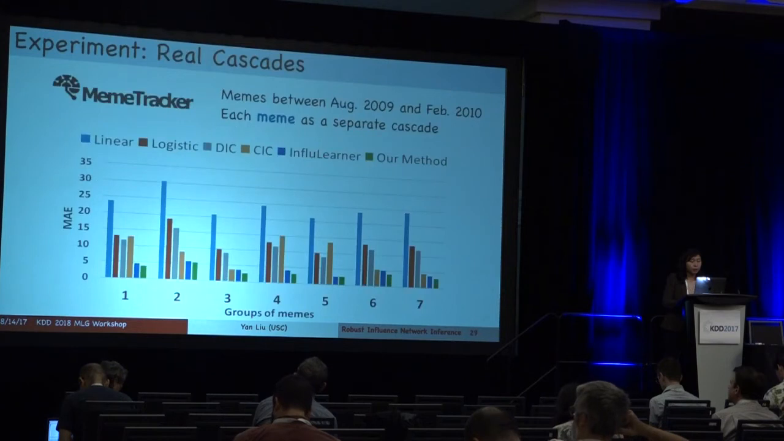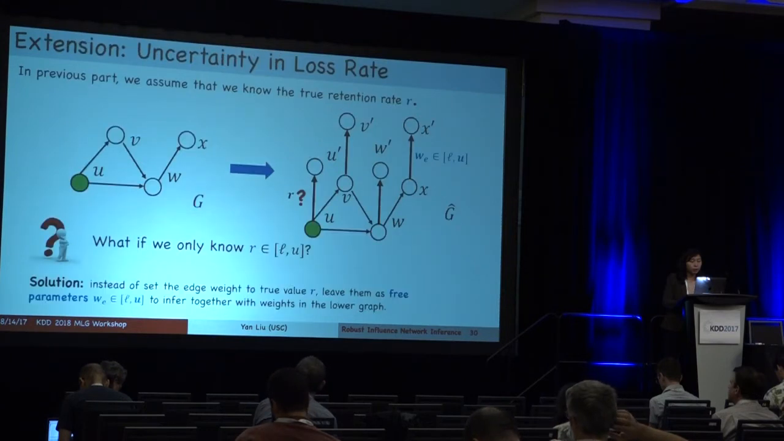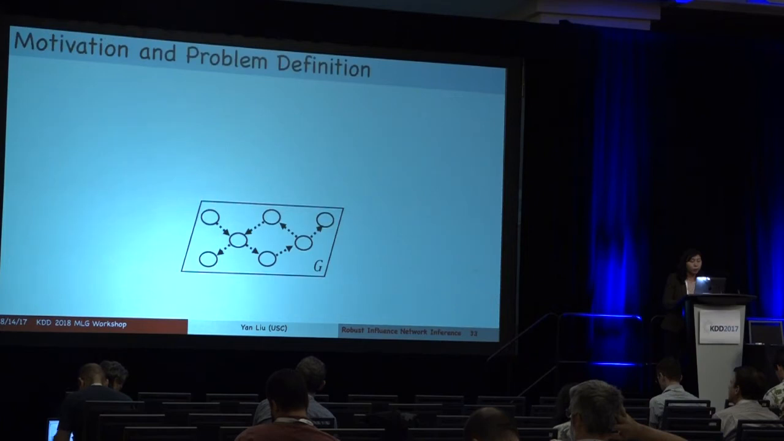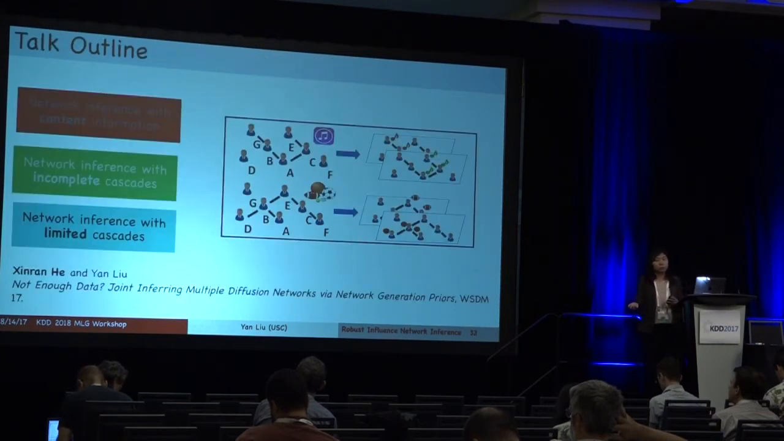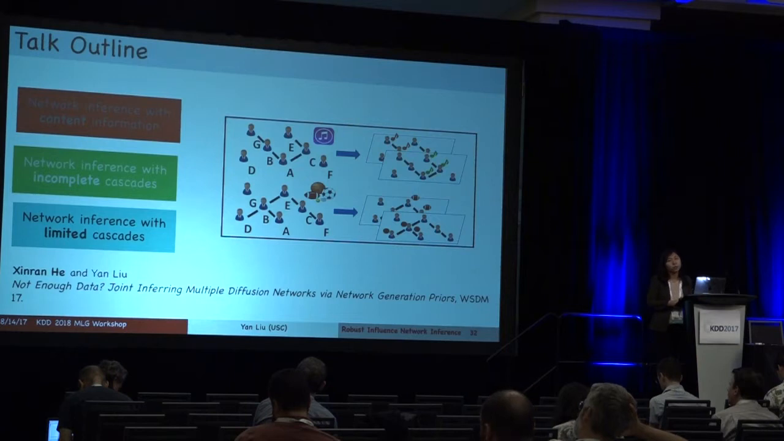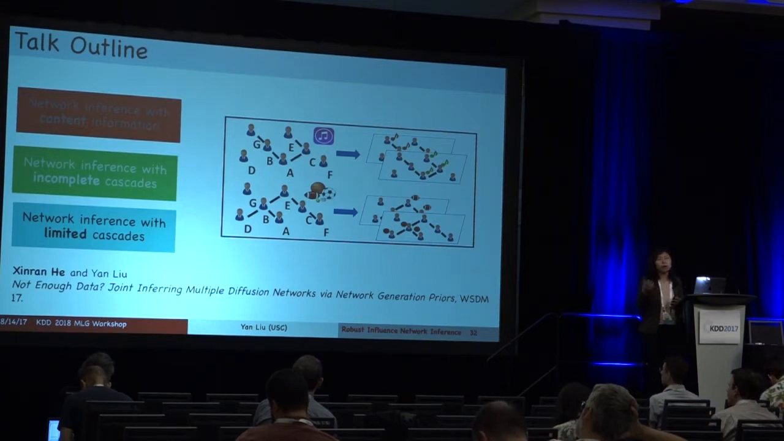After that, I'm also going to quickly tell you what we have done for network inference with a limited amount of cascades. The way that we do this, to quickly summarize, is that we're trying to learn these network structures from lots of other network structures. And we assume that all these network structures are generated from a prior graph. That is where the whole thing will be able to unfold. This is the paper we published in WSDM this year.